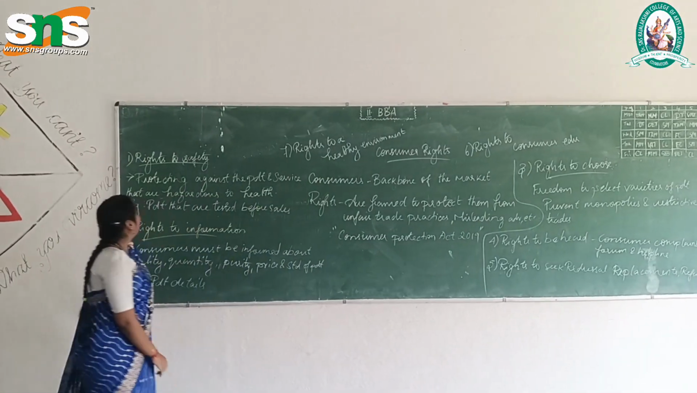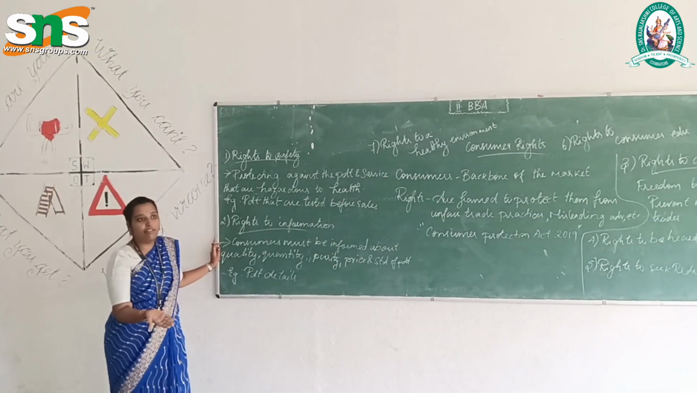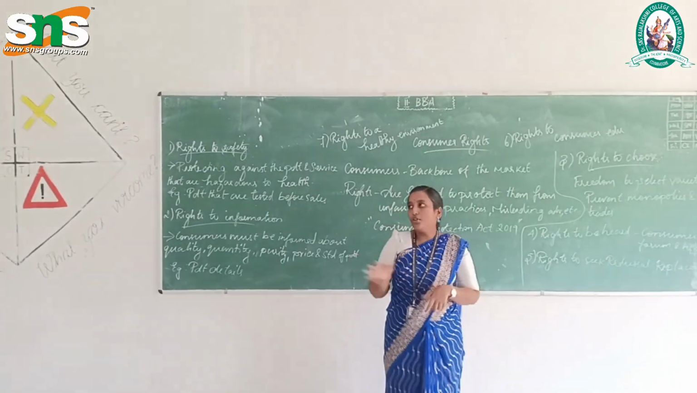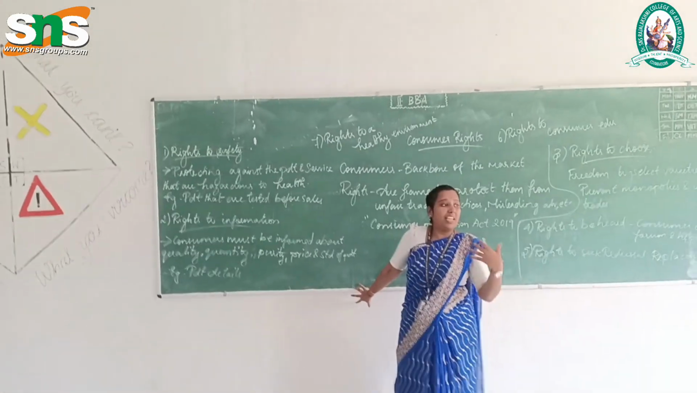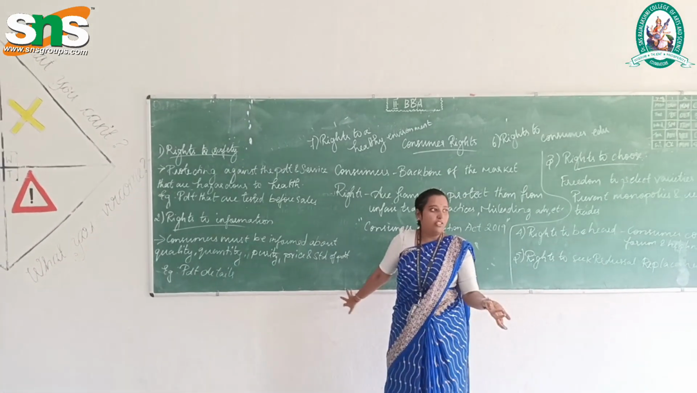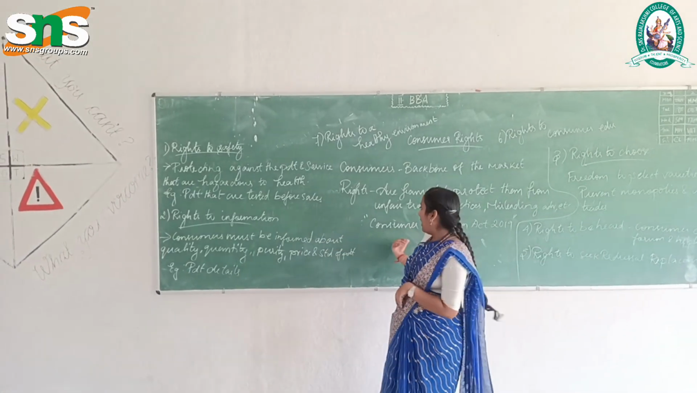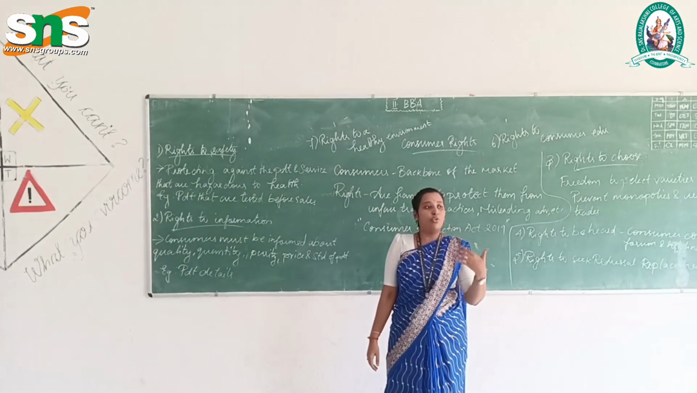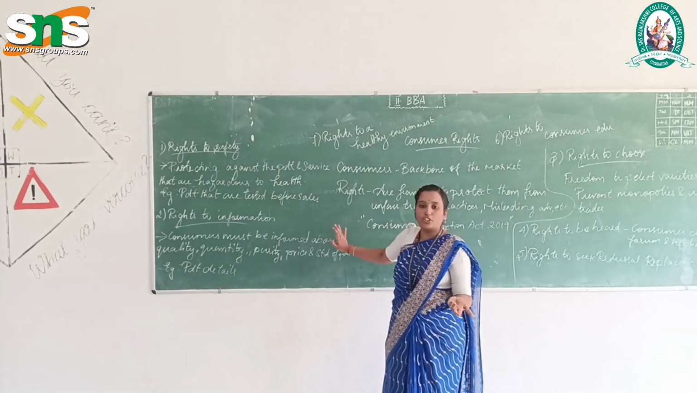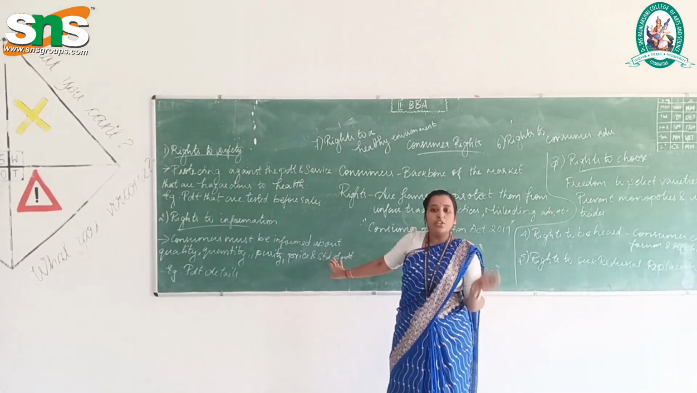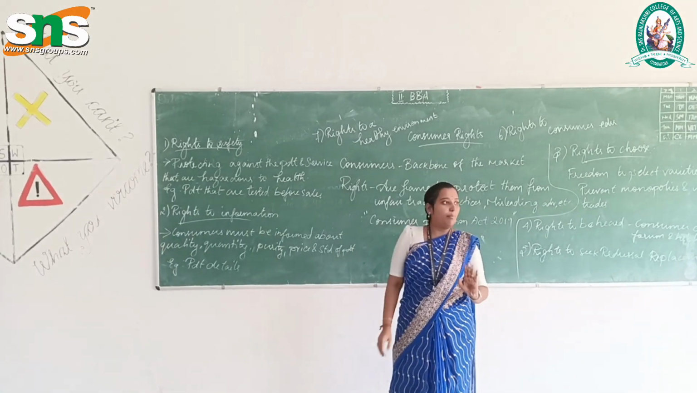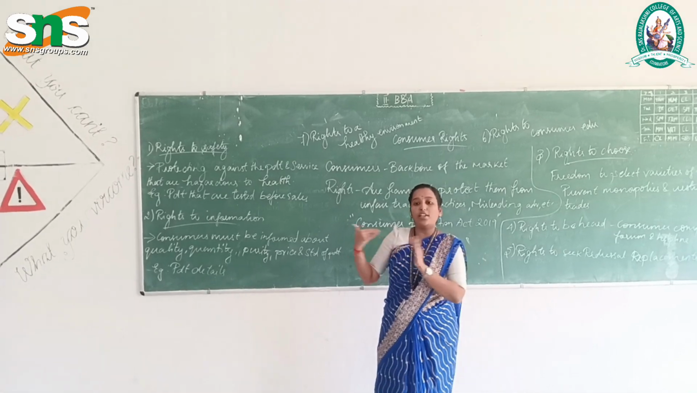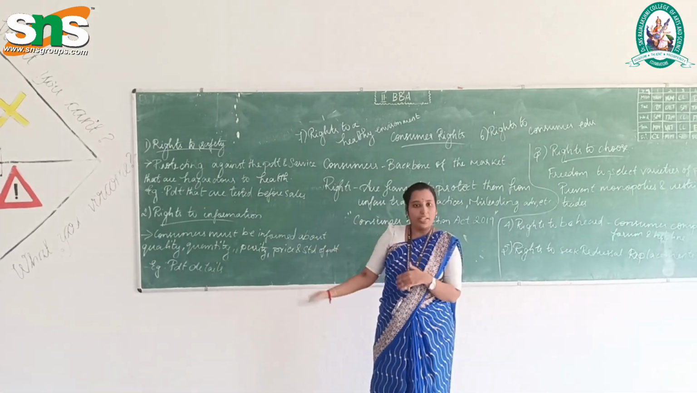So the first right of a consumer is the right to safety. Right to safety, in the sense that a consumer has a right to purchase and utilize safe and secure products. So under the Consumer Protection Act, any product or service, before going into the hands of the customers, goes through a testing process. Once the product has been assured to be of quality, safe and secure, then the product goes into the hands of the consumer.